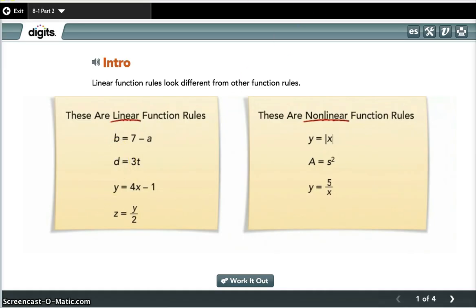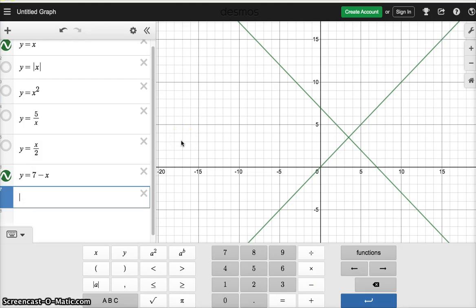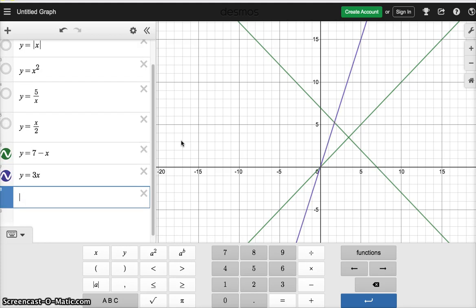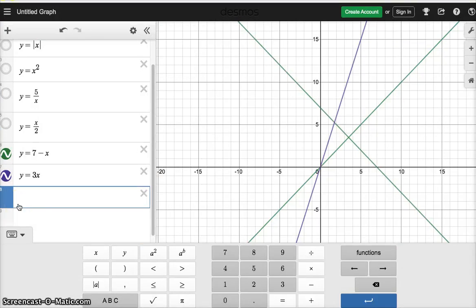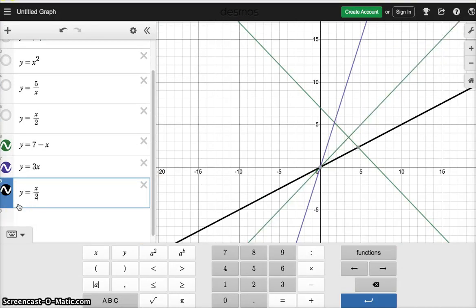Or y equals 3x. Let's try that one. Y equals 3x. Yep, another straight line. So these are all going to be linear functions because they all result in straight lines. And here we have two that are really similar. So y equals x divided by 2. You get a straight line.